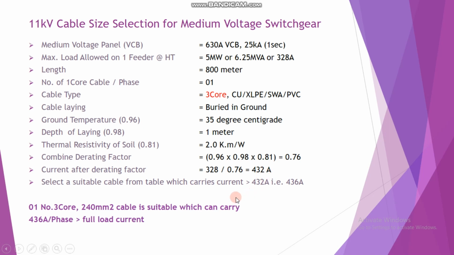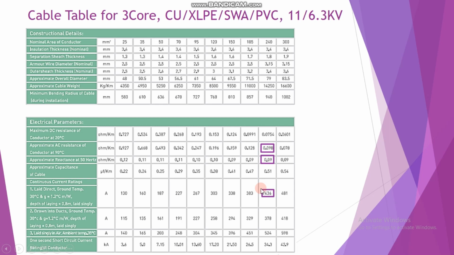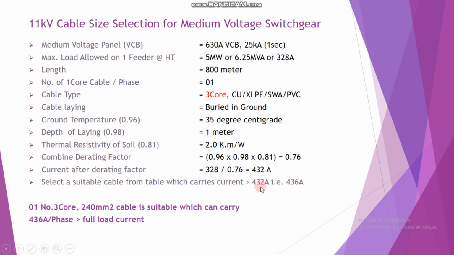So let's choose the cable from the cable table. If we select the 240 square, that will be around 436 ampere, and our requirement is 432. So that would be the right size of cable. One run of 3-core 240 square cable is suitable, which can carry up to 436 ampere per phase, greater than the full load current as well as the derating current. So the 240 square cable is enough for this condition.